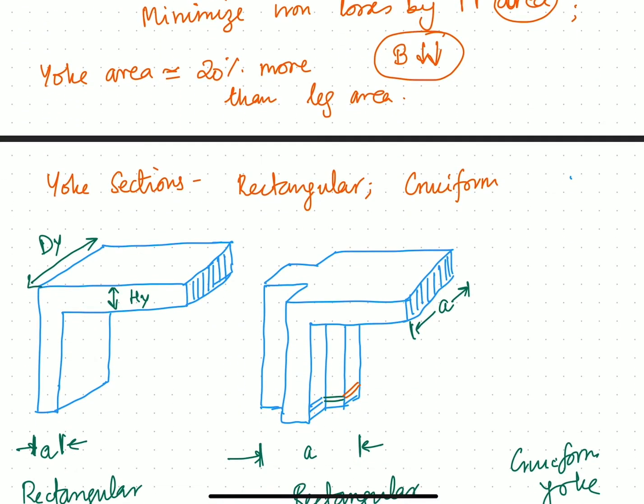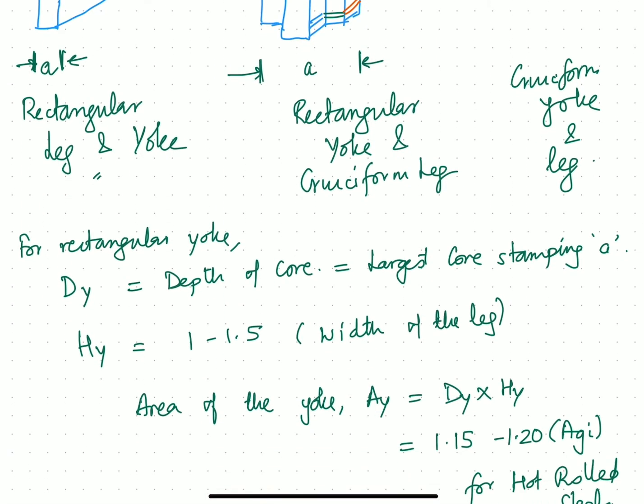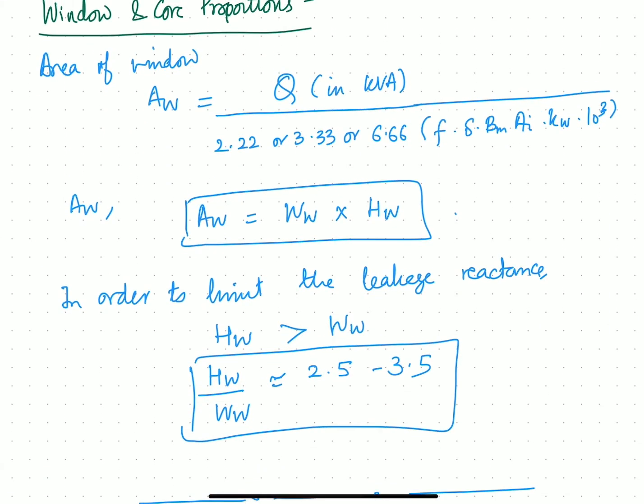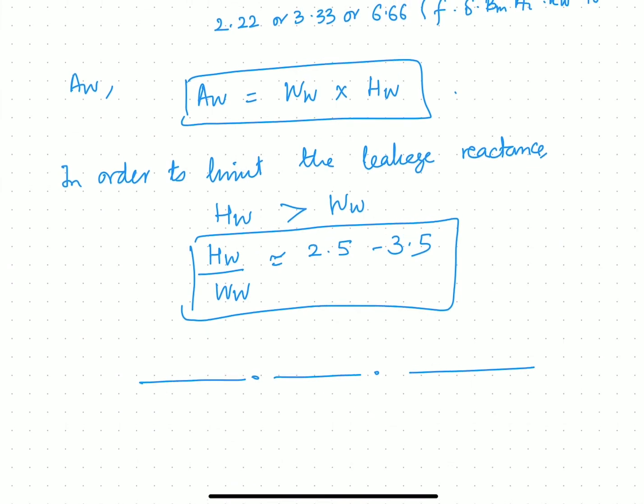And then we talked about the design of the yoke. And lastly, we discussed the window and core proportions. So we said that the height of the window is always greater than the width of the window, and this factor is between 2.5 to 3.5.